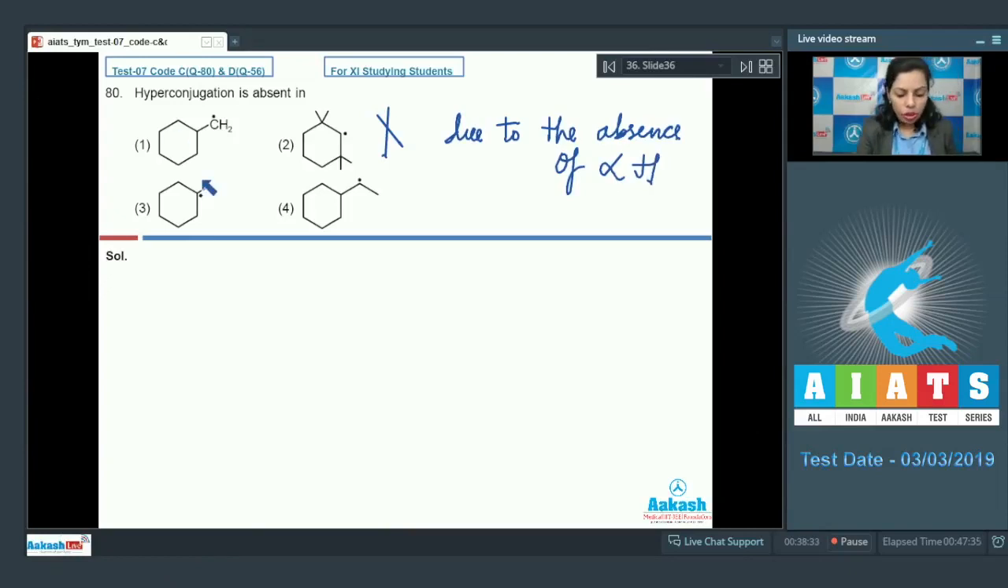Further, if I talk about the third option, this is the free radical, and alpha to this is this carbon, and this carbon is here, and both of them consist of alpha hydrogen. Hyperconjugation is possible here. Simply in this case, this is alpha, and at this place alpha hydrogen is there. Similarly, here also alpha hydrogen is present, and this will also show hyperconjugation. And now the correct answer would become option 2, in which alpha to the free radical there is no alpha hydrogen.